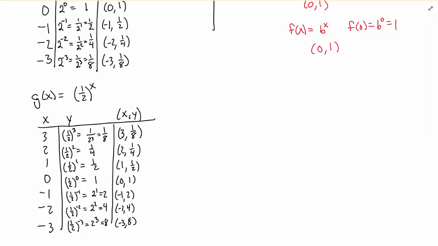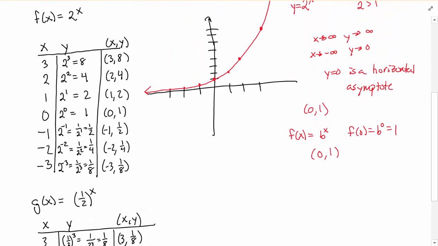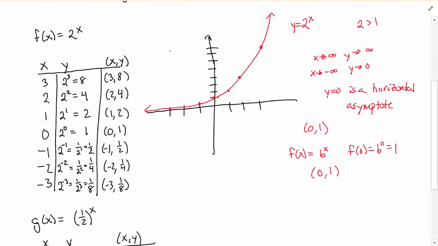So let's put these ones in green. And I'm going to go back to that same graph. So negative 3 comma 8, give or take right about there. Negative 2 comma 4, right about there. Negative 1 comma 2, 0 comma 1, same spot. So 1 comma a half, 2 comma a fourth, 3 comma an eighth. So it looks like this, the other way. So this was y equals 1/2 to the x.